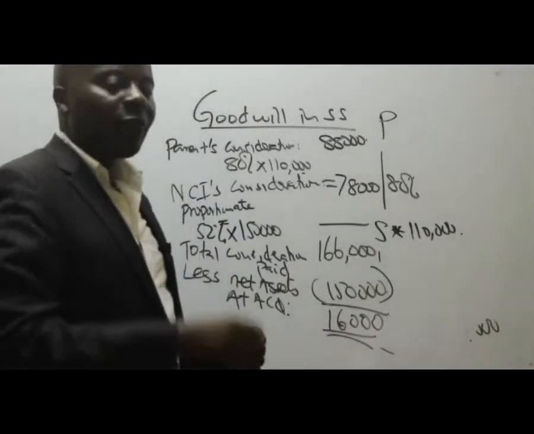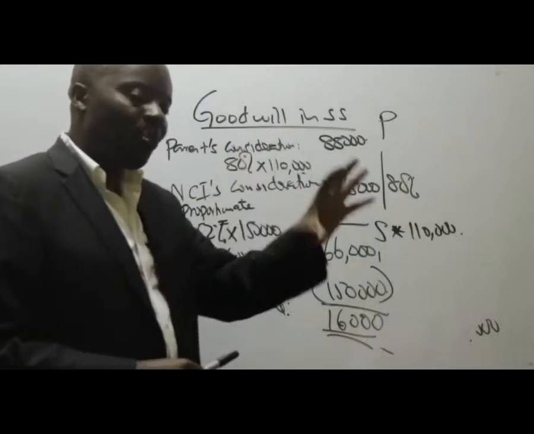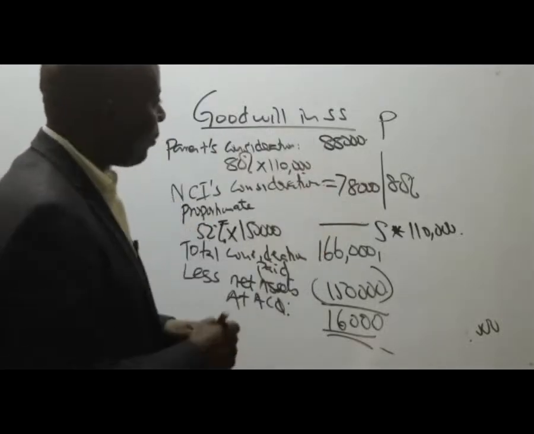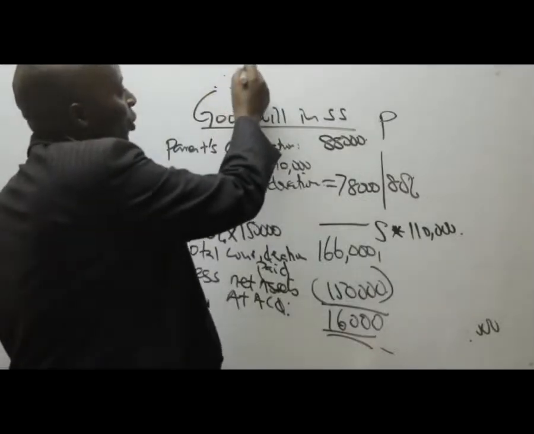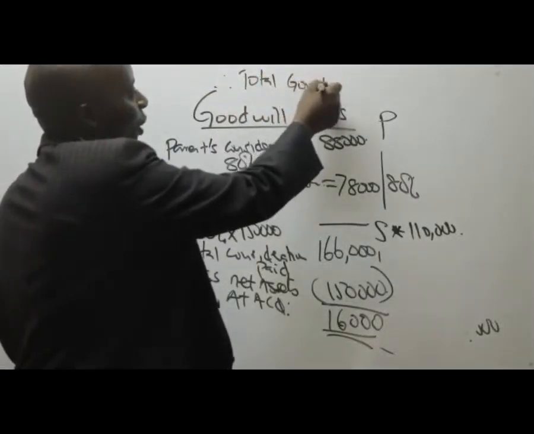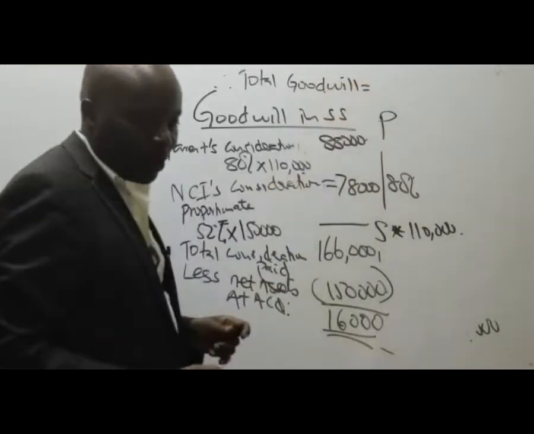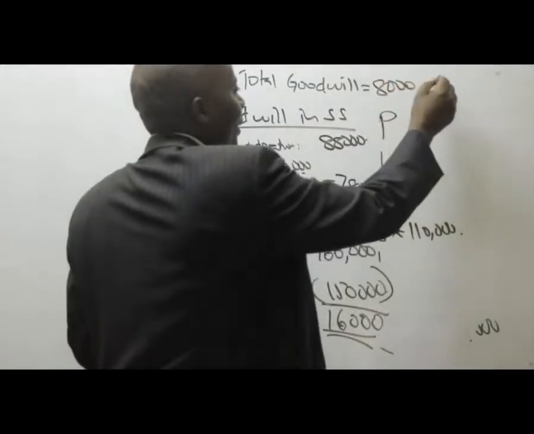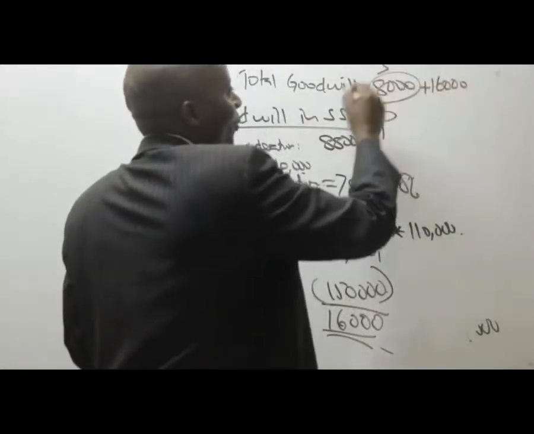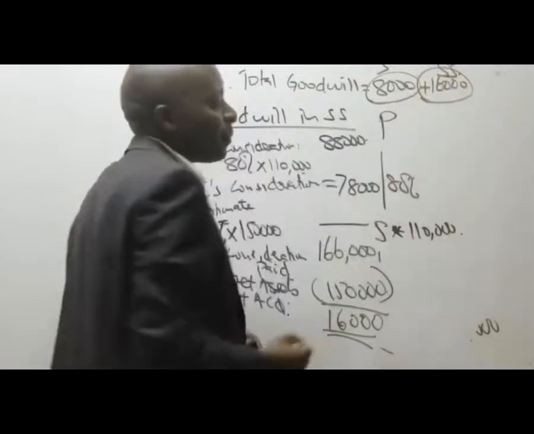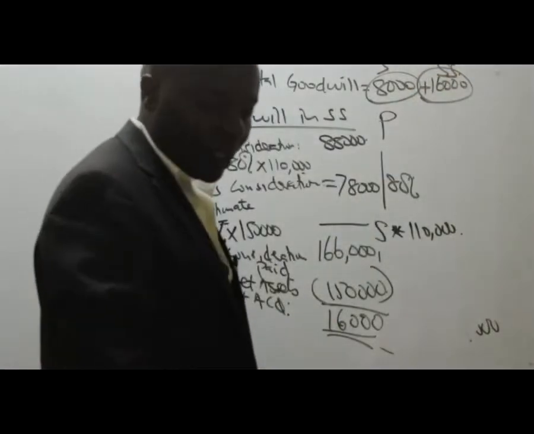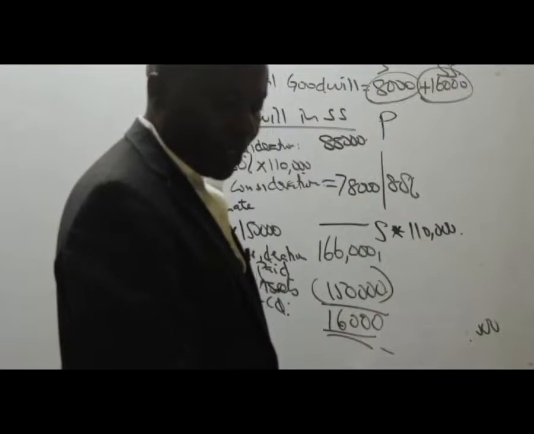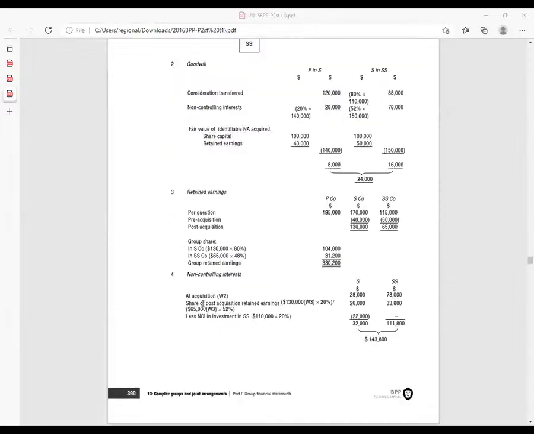16,000. And therefore, the total goodwill which I'll take to my group statement of financial position will be the sum of the two. Therefore, the total goodwill will be equal to 8,000 plus 16,000. This is the goodwill of S. This is the goodwill of SS. That's how they got this figure of 24,000.